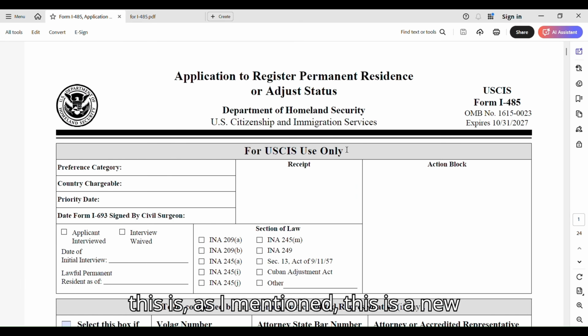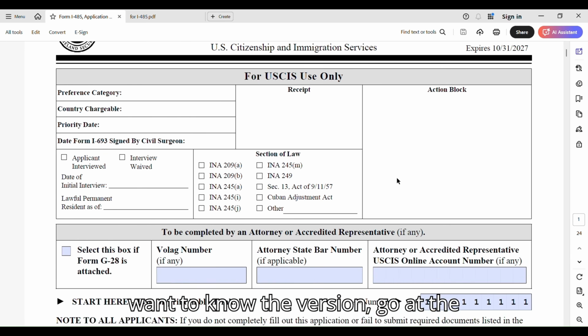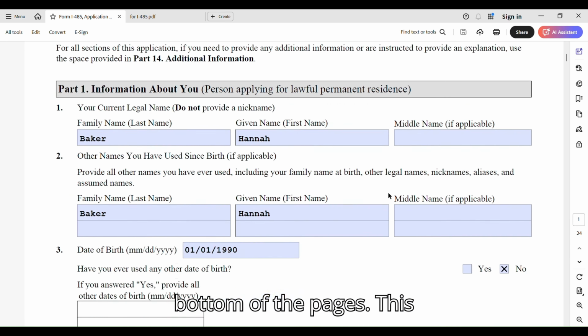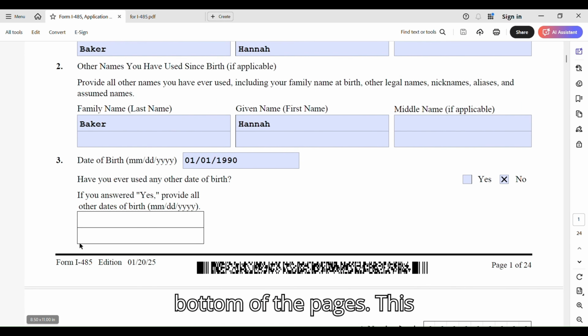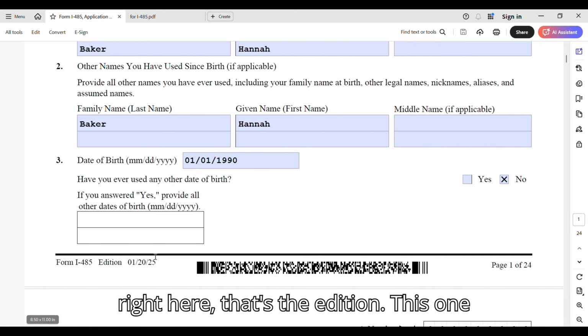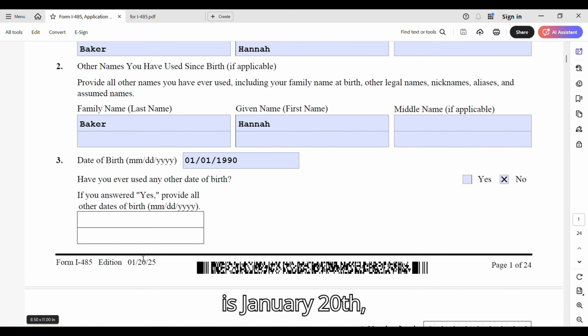So this is, as I mentioned, a new version of Form I-485, just released a couple days ago. If you want to know the version, go to the bottom of the pages. This right here, that's the edition. This one is January 20th, 2025. That's the latest version.